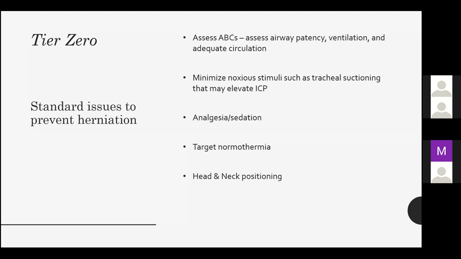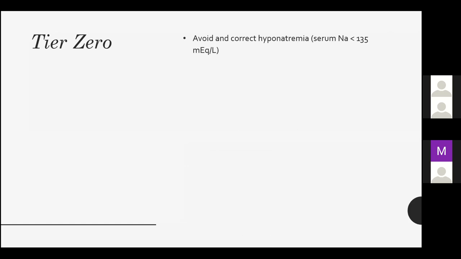Next thing is head and neck position. Head should be 30 degrees elevated and the neck should be in the neutral position. It shouldn't be turned in either direction. There shouldn't be any ties around the neck. So these are the precautions for head and neck positioning. Avoid hypotonic solution, use either isotonic or hyperosmolar fluid. If the patient is having hyponatremia, treat it aggressively and try to keep sodium above 140. The role of sodium is very important in management of head injury patients.